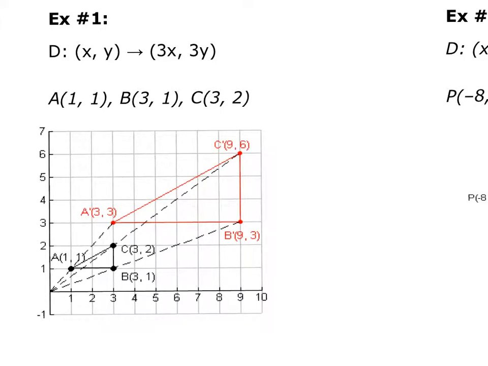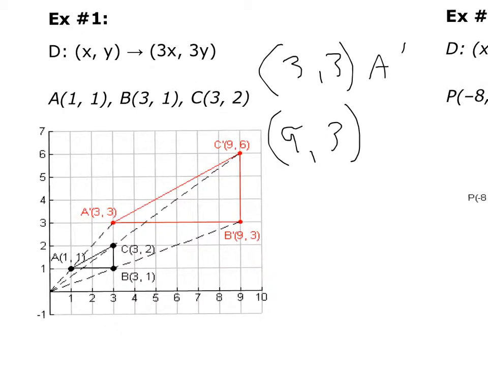So let's take our (1, 1) and multiply each by 3. So 1 times 3 is 3, and 1 times 3 is 3. So our new ordered pair would be (3, 3) for A prime. For B prime, you have 3 times 3, which is 9, and 1 times 3, which is 3. So (9, 3) would be our B prime after we ran it through our dilation scale factor. And lastly, (3, 2): 3 times 3 is 9, and 2 times 3 is 6. So that would be our C prime.